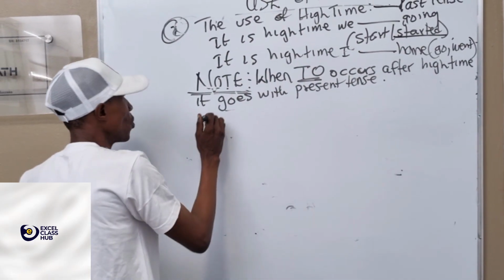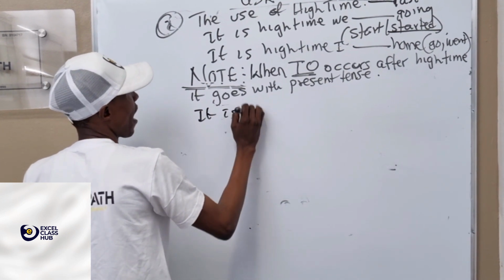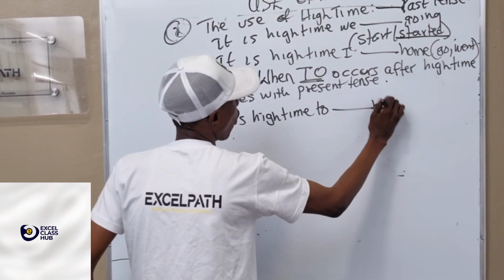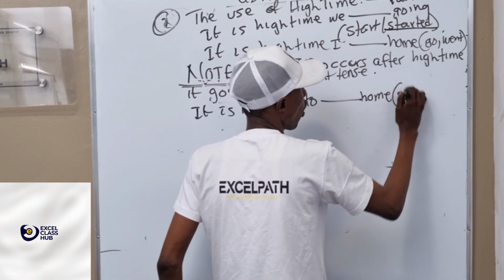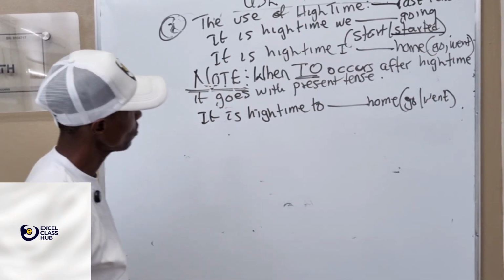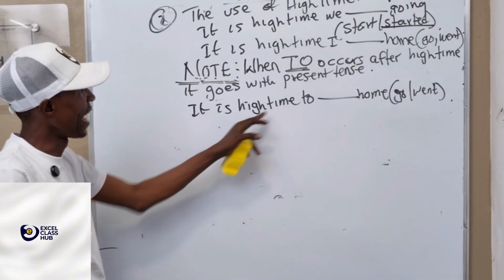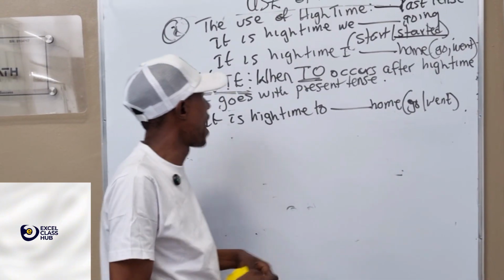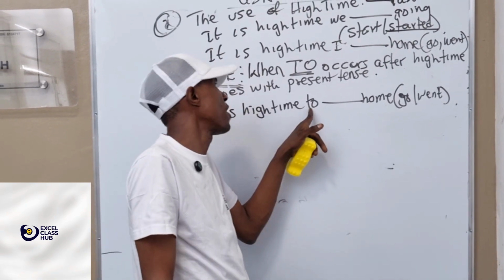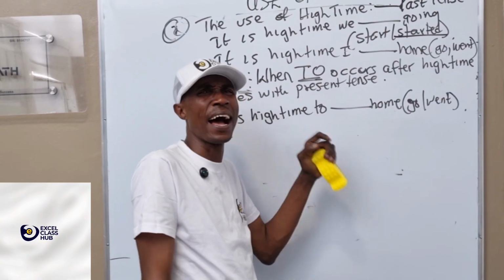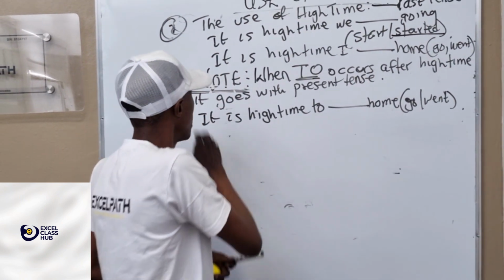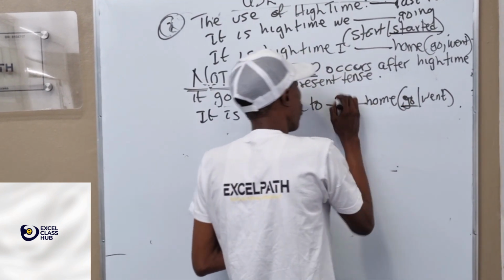What do they mean by this? Look up. It is high time to dash home. And you have your what? Go or went. Look up. It is high time to dash home. After the high time, what do you have in front of it there? To. So for the fact that to occurs after high time, the answer changes to present tense. So the answer is what? It is high time to go home.